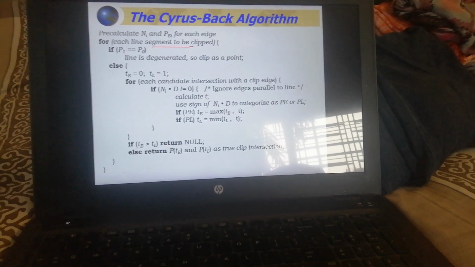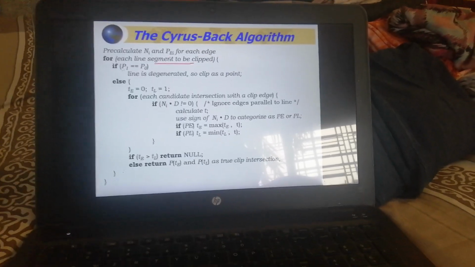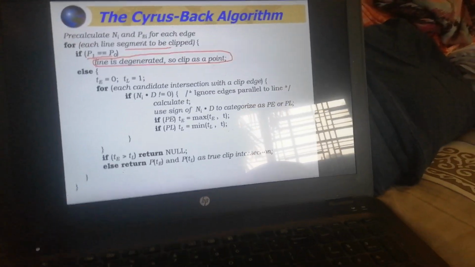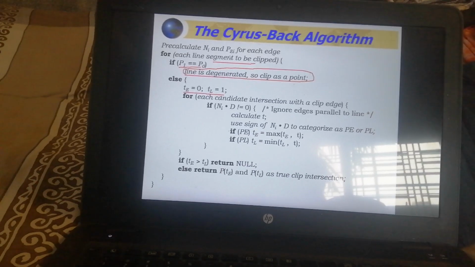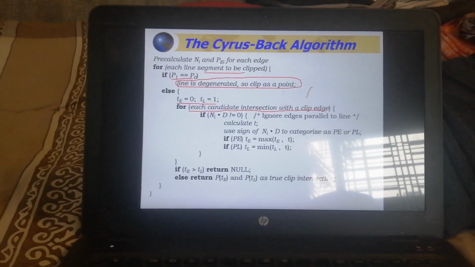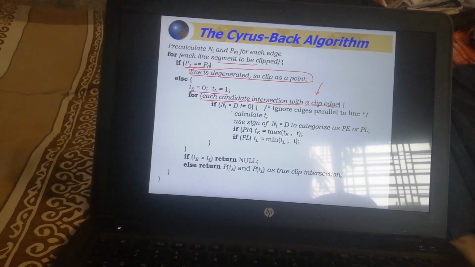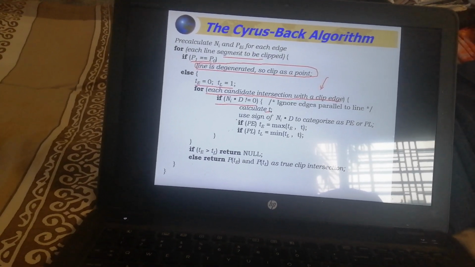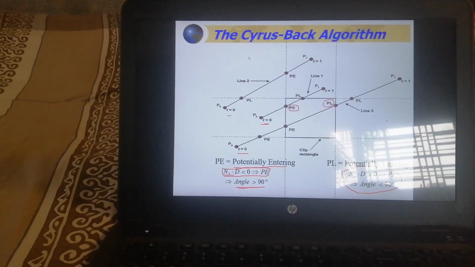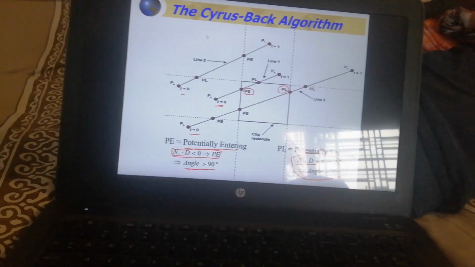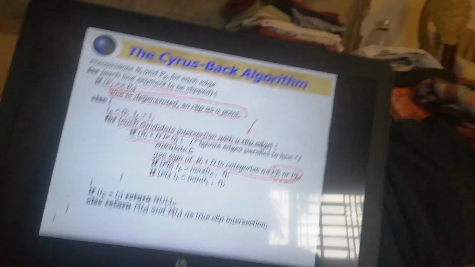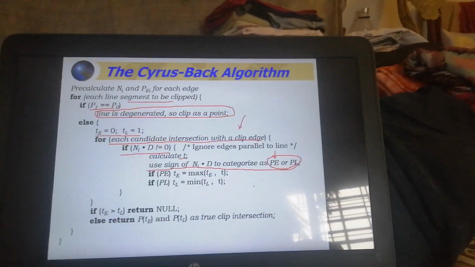We have to process this for each line segment, however many line segments there are. If the line is degenerated, clip as a point. Otherwise we will do this, and for each candidate intersection with a clip edge, there are 4 clip edges. Then calculate the time and use the sign to categorize this one. You can see the earlier pictures. This is the sign, greater than 0, less than 0. So that depends on the potential entering and potential leaving. Clear?